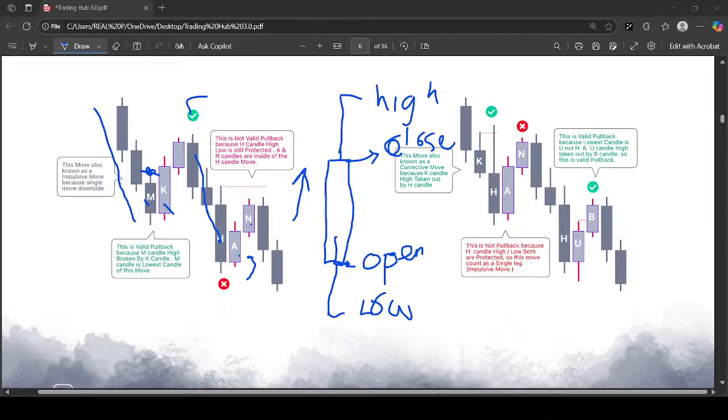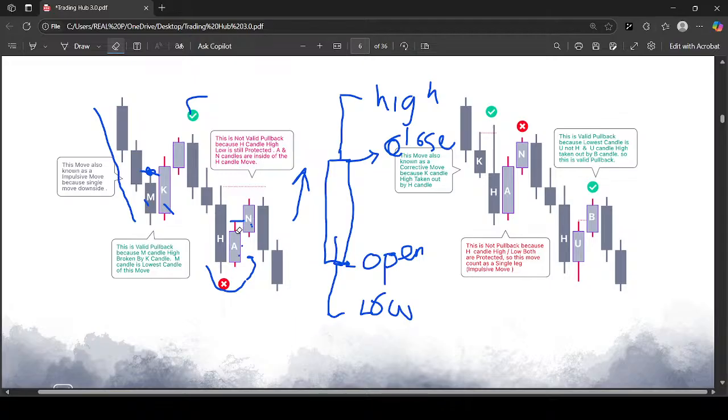So, this is A candle and this is N candle. Now look at A candle. A candle has taken out what? The high of N candle, but we don't have a valid pullback here. Why? Because see this, it didn't take out the low of what? H candle, right? So the A candle has not taken out the low of H candle. That is to say there was no continuation to the downside here. And because of that, we don't have a pullback.